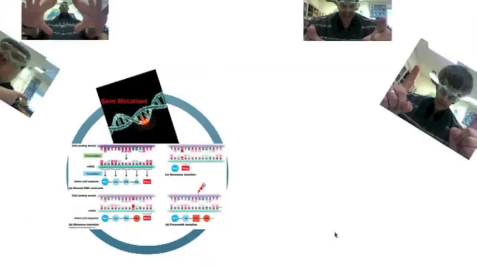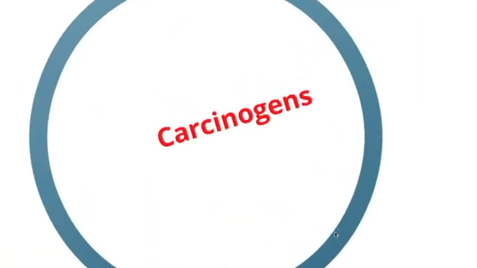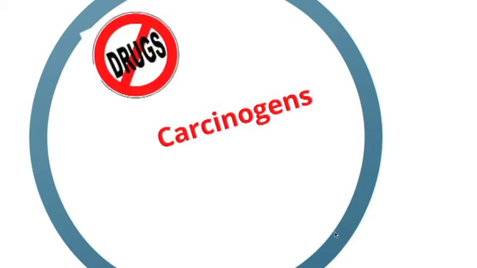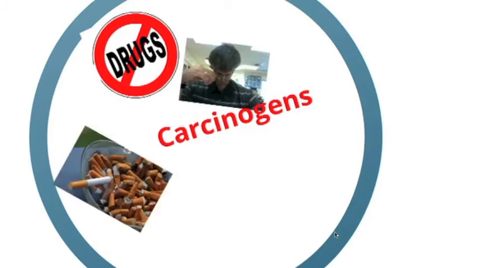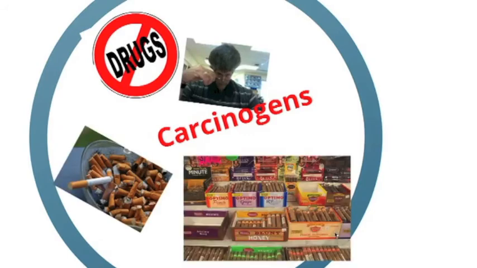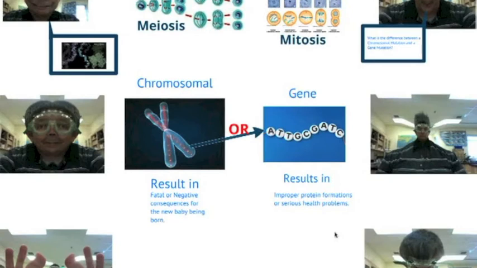So this is a result of things that we take in from our environment. Carcinogenic things such as drugs, not the prescribed ones, the bad drugs. Things such as cigarettes, cigars, tobacco products. Could be even exposure to sun. Too much exposure, that is.